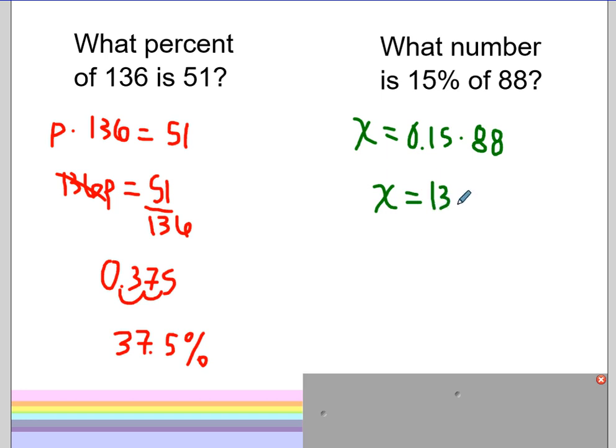So my answer, what number is 15% of 88? It's 13.2. All right, so let's compare how this works between doing the proportion way and the equation way.